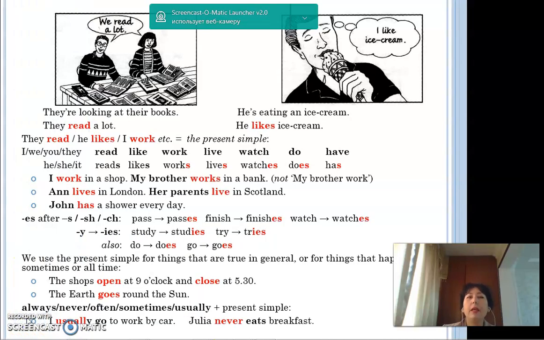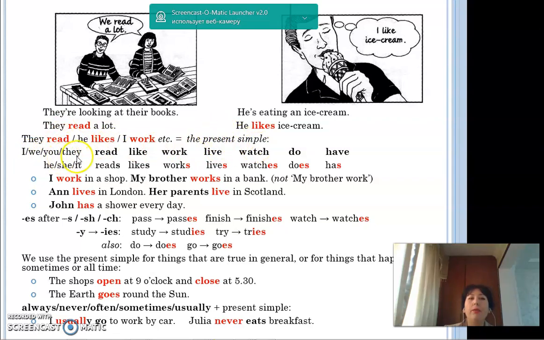If you look at these pictures, the first picture: now they are looking at their books, but they read a lot. This man is eating an ice cream. He likes ice cream. They read, he likes, I work. All of these are the present simple.